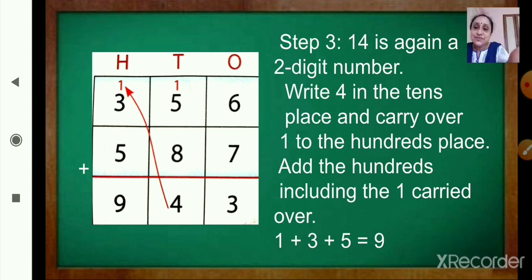See here. Step 3: 14 is again a 2-digit number. Write 4 in the tens place and carry over 1 to the hundreds place. Add the hundreds including the 1 carried over. So again, you will not forget to add the carried over number. So this 943, we also got, no, I first showed you. Understood how we will do the sums now? So the total is 943.